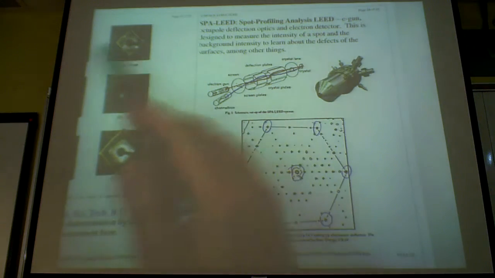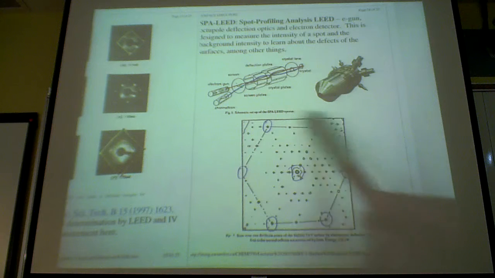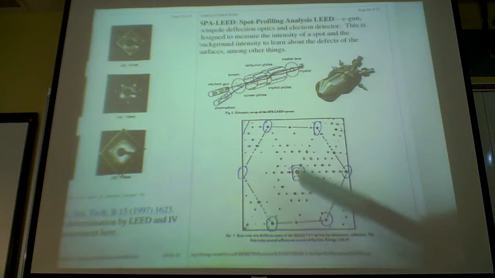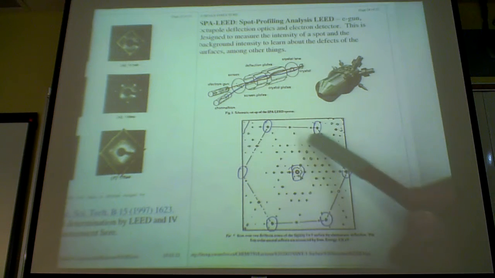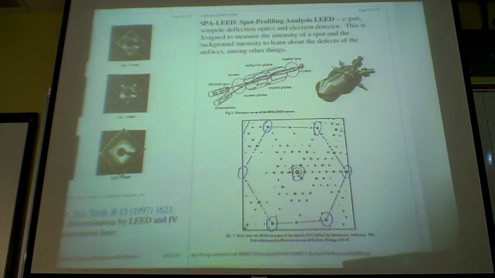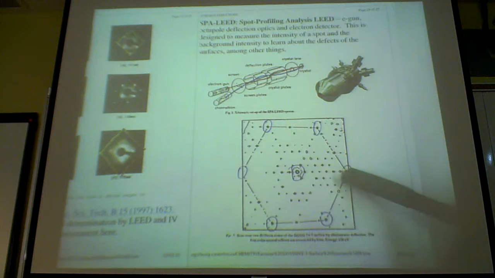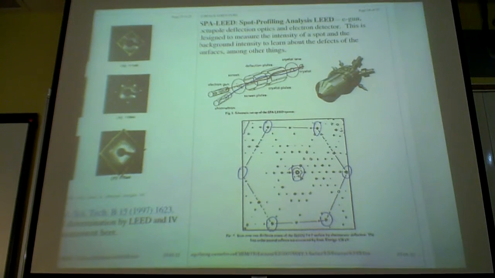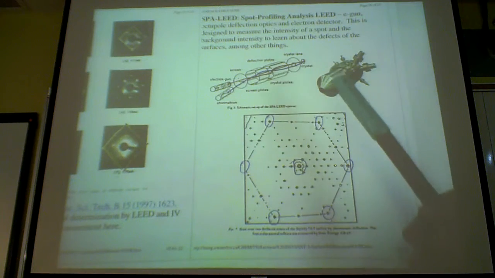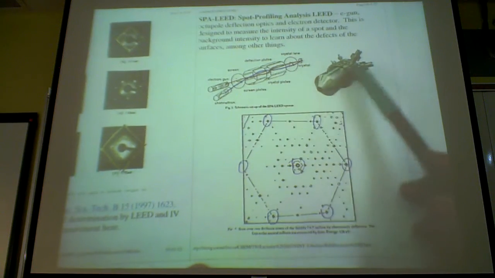So instead of measuring a pattern, so this is my LEED pattern, let's say, I am going to follow one of the spots in real intensity, or I can follow the background between spots. Okay? And the hope is that you can quantify how the intensity of one of the diffraction spots changes, and compare with calculation, assuming a certain absorption geometry that you have, and then deduce what the real absorbing condition is.